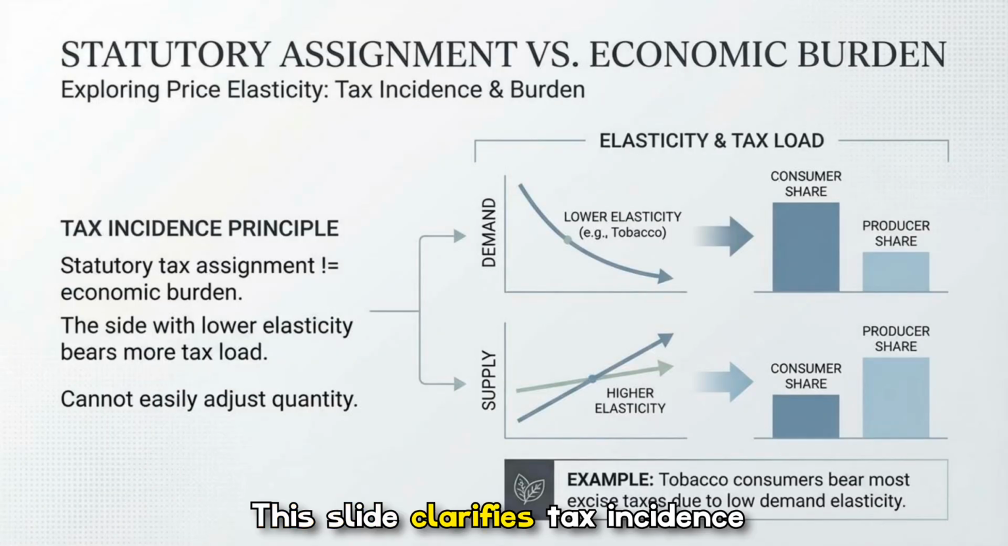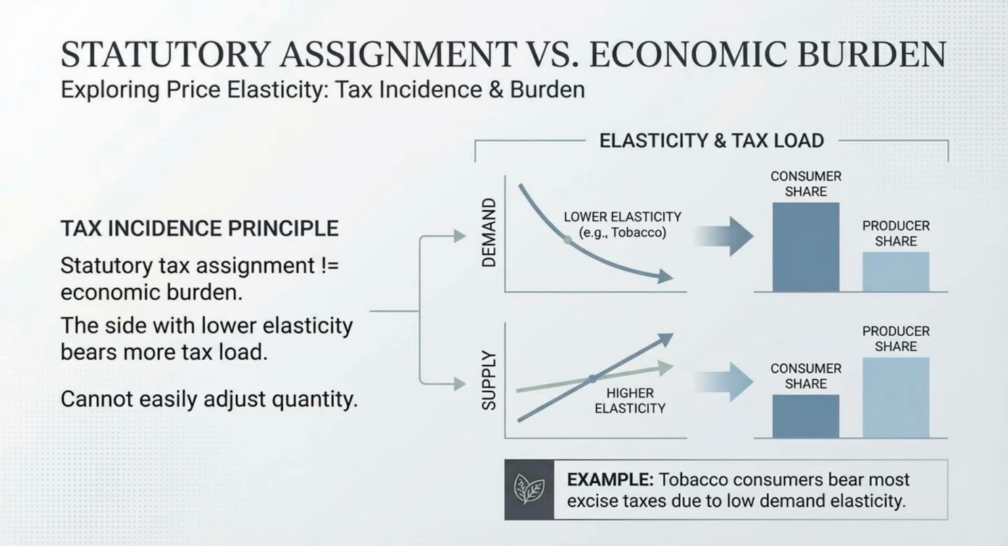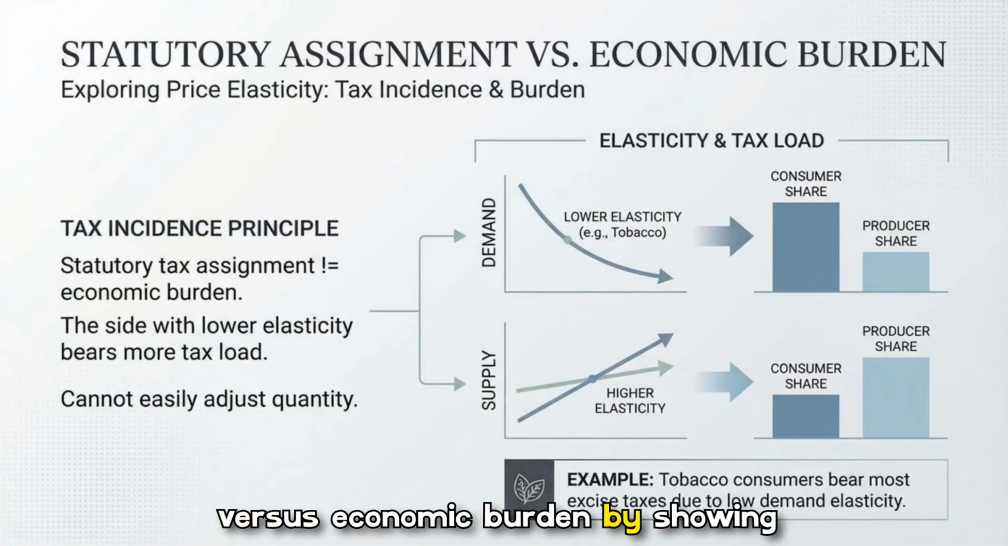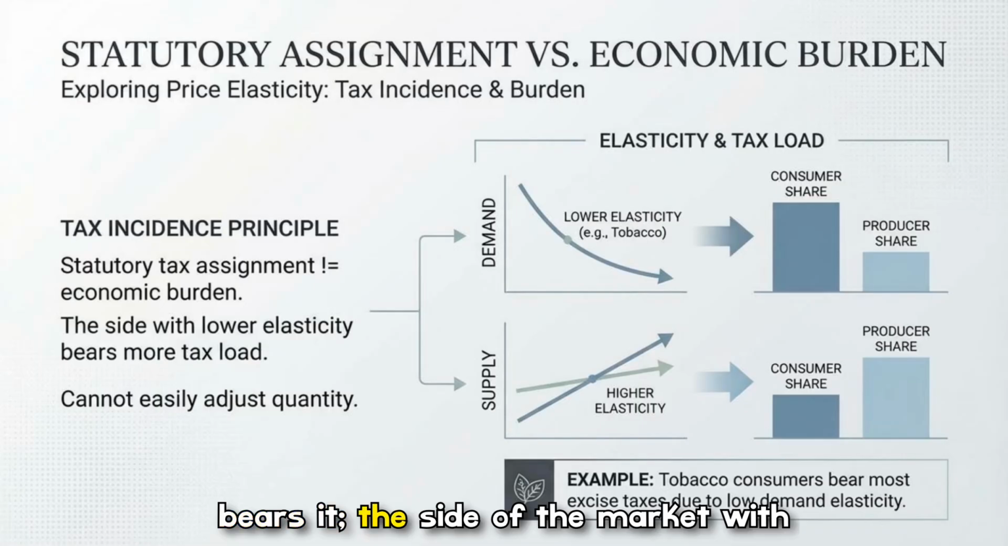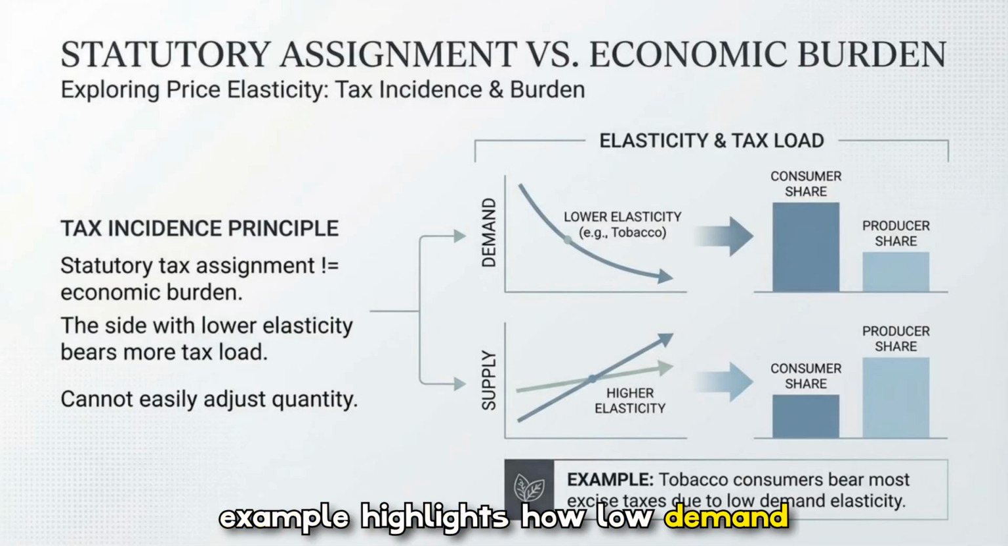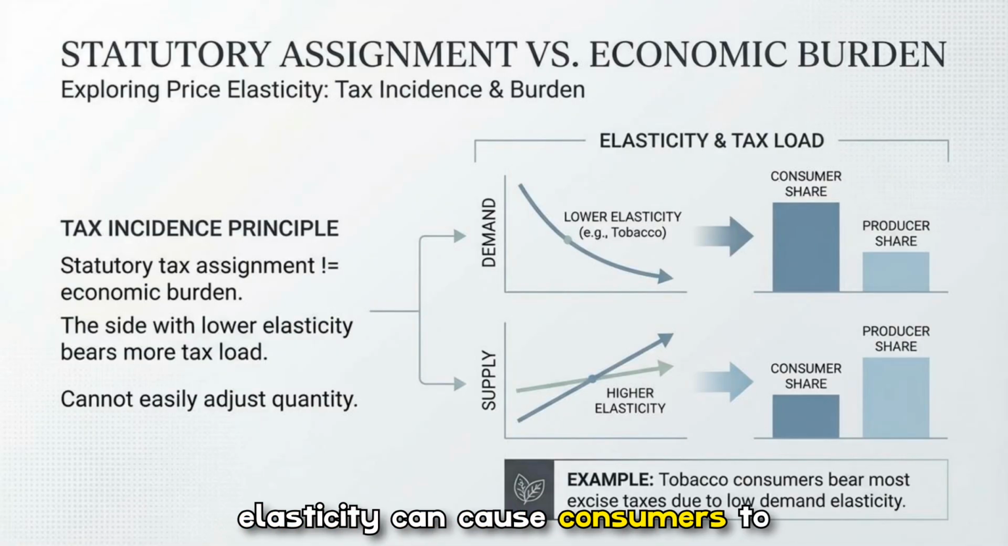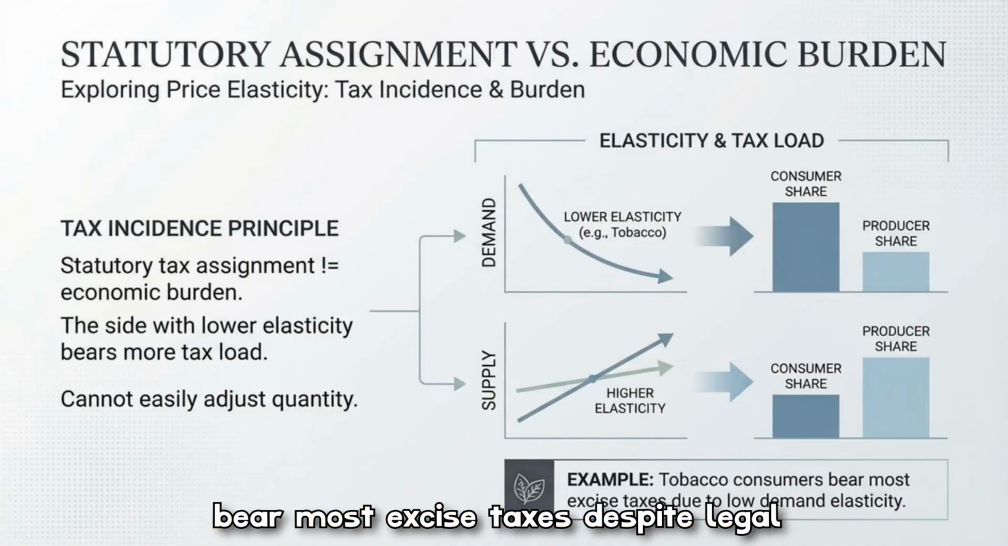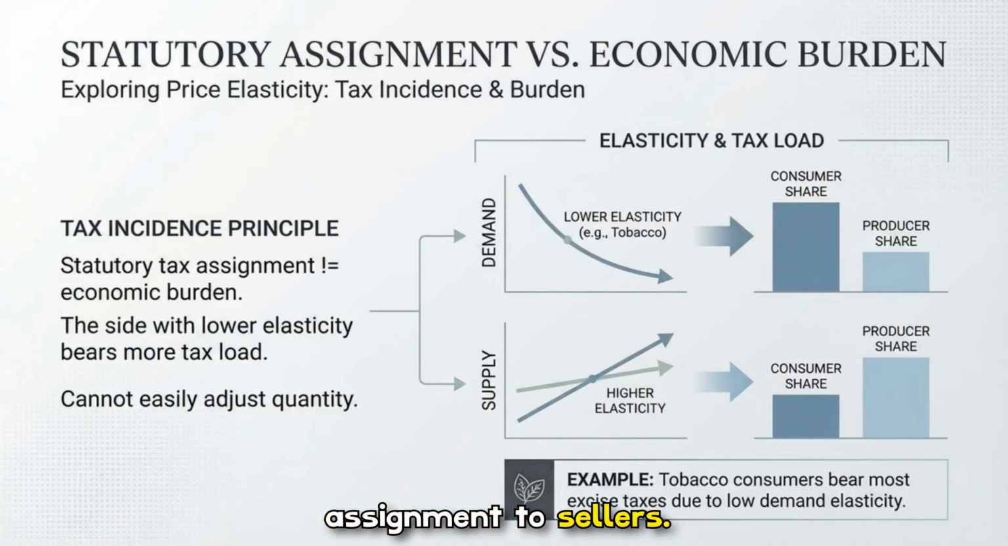This slide clarifies tax incidence versus economic burden by showing that statutory assignment of a tax does not determine who ultimately bears it. The side of the market with lower elasticity absorbs more of the tax because it cannot easily adjust quantity. The tobacco example highlights how low demand elasticity can cause consumers to bear most excise taxes despite legal assignment to sellers.